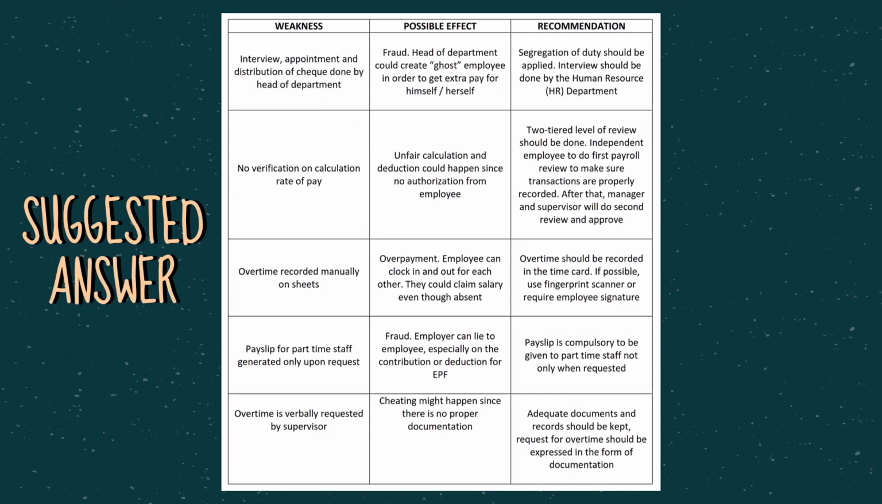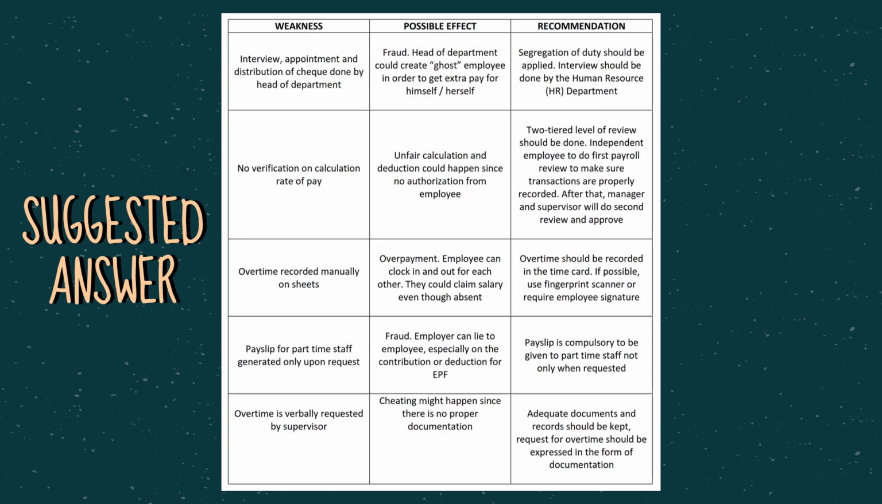This is an example of how you answer the question. Firstly, you need to make a table of 3 columns, where the first column is weakness, the second column is possible effect, and the last one is recommendation. Weakness is what you notice in the internal control system. Possible effect is anything that could happen due to the weakness, and the recommendation is your suggestion on how the company could improve in the future.